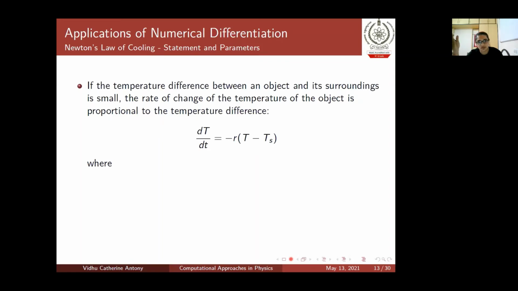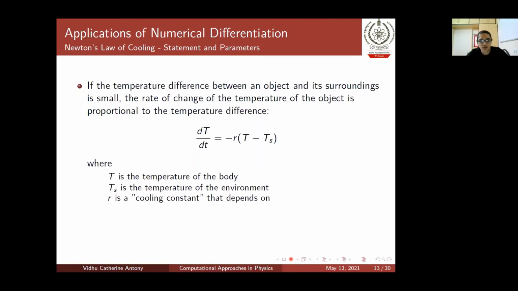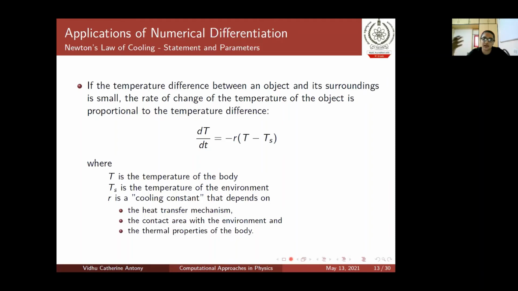Okay, so capital T is basically your temperature, small t is your time. T refers to the temperature of the object. Ts is your temperature of the surroundings. So get that into your head. T is the temperature of the body, Ts is the temperature of the environment, and R is your cooling constant, and it depends on three things. One of them is the heat transfer mechanism. Then you have the contact area with the environment. And the last thing that it depends on is the thermal properties of the body itself.